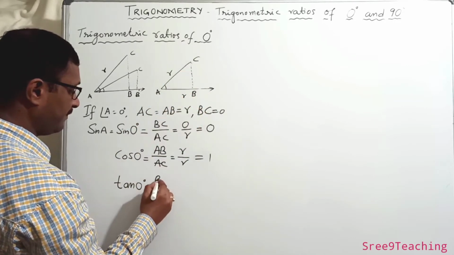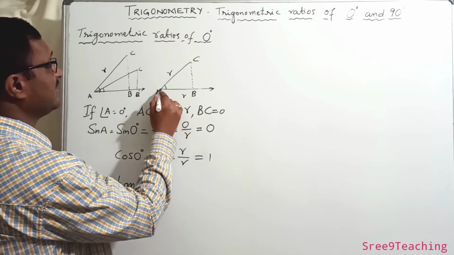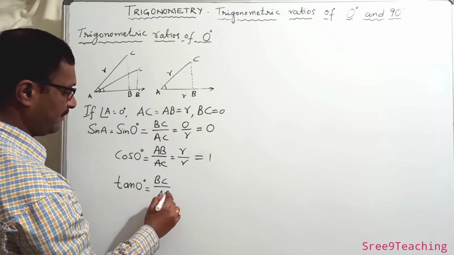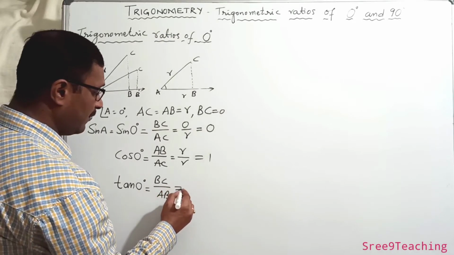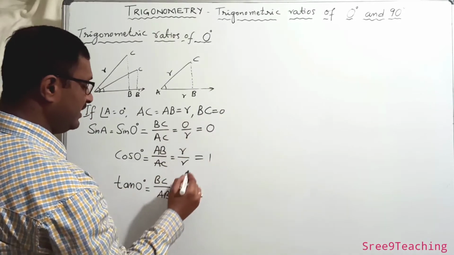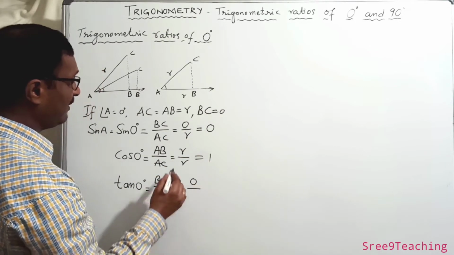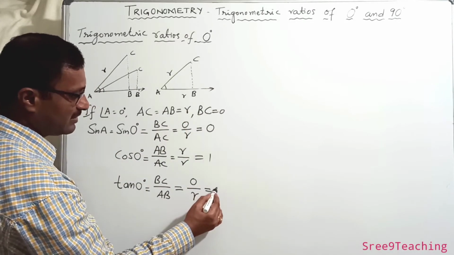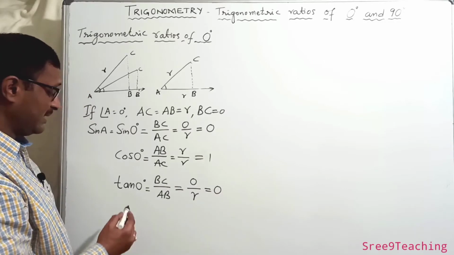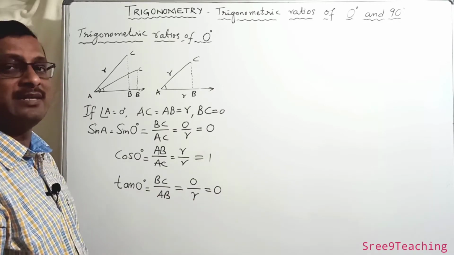BC by the adjacent side AB. But we considered A is 0, right? Then what is the BC value? BC is 0, by the AB value. AB is R. So here 0 by R is nothing but 0. It means that tan 0 degree value is also 0.